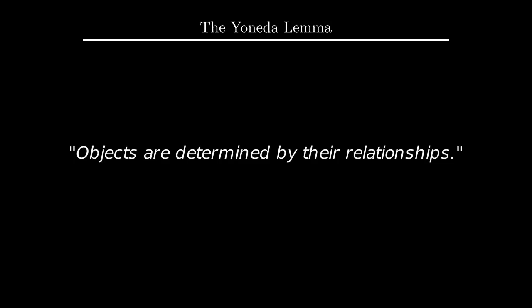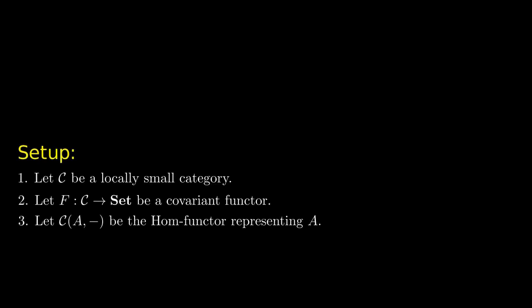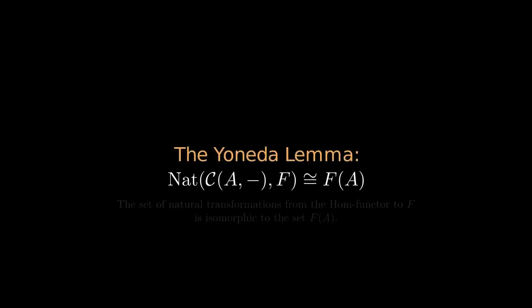Next, we have unit lemma. The unit lemma is the most important lemma maybe in category theory. It says that objects are determined by their relationships. We don't have to know the object. If we know every map that there is to an object, we can guess what that object is exactly.